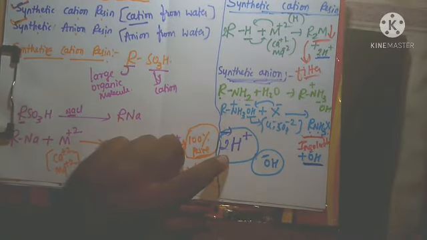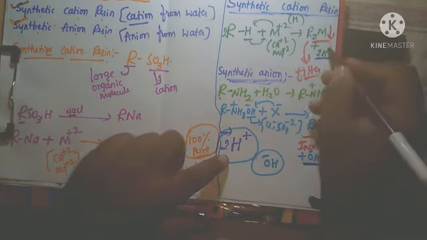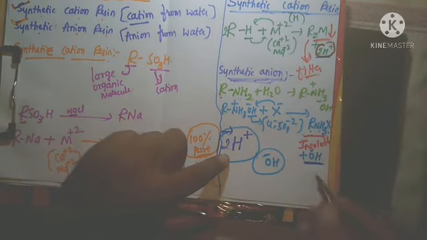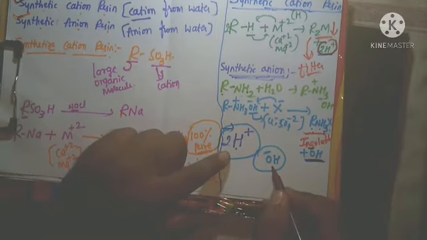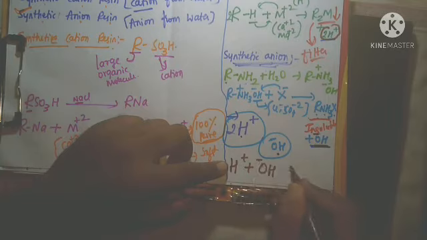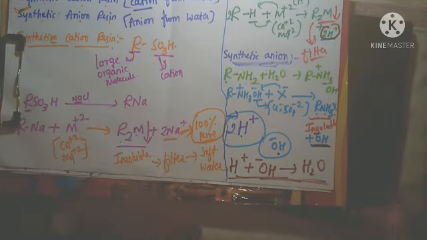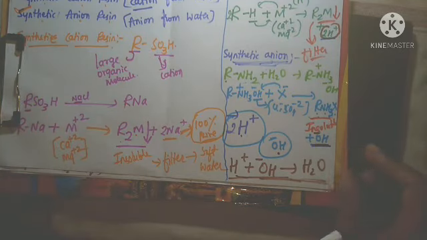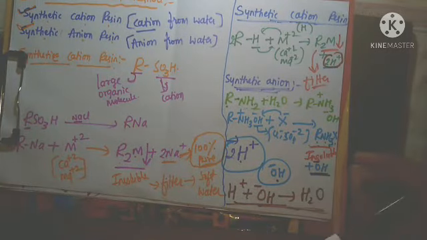Just observe here. In the cation resin, H plus is left. In the anion resin, OH minus is left. This H plus and OH minus will combine, H plus plus OH minus, and again form water. It means there is no other element present in the water. Therefore this is called highly pure water.